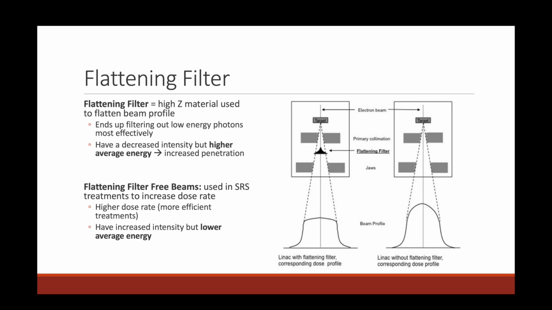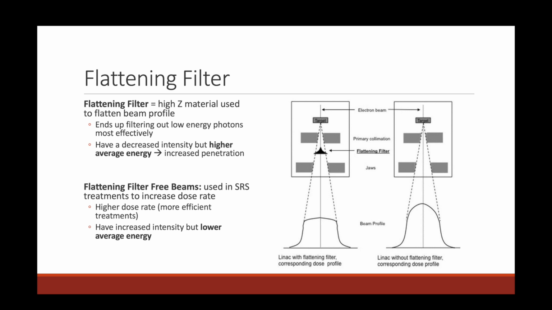So the highest dose is in the middle and lower dose at the edges of the field. This is often used in stereotactic radiation treatments to increase the dose rate. It increases the intensity of the beam and it creates more efficient treatments. The average energy of a flattening filter free beam is actually lower than a flattened beam, but the dose rate is increased because the beam overall has an increased intensity. So different ways that we can alter the profile of the beam.